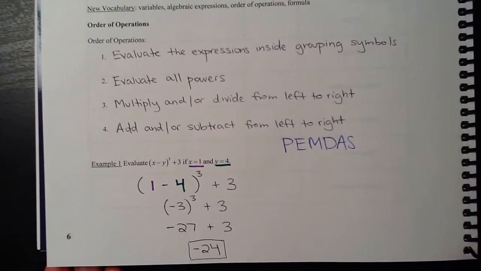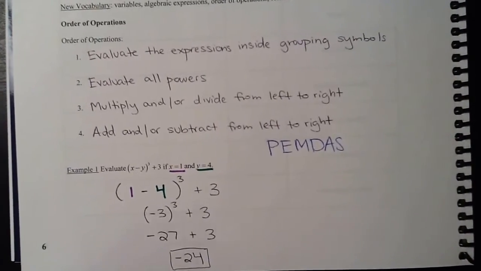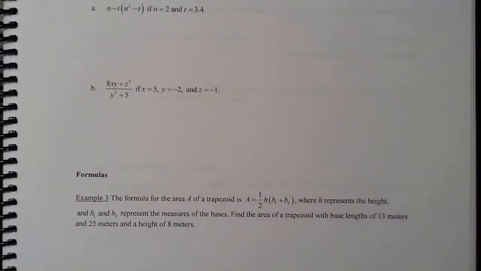Now, if you had done things in a different order, you wouldn't have gotten the same answer, which is why it's so important to have this order of operations. Okay, next example here. Example 2, we've got part A and part B.